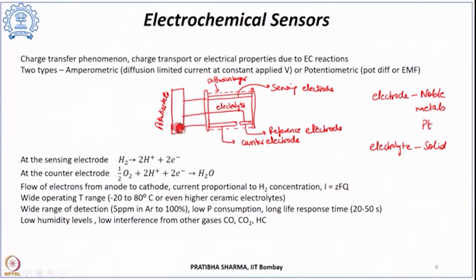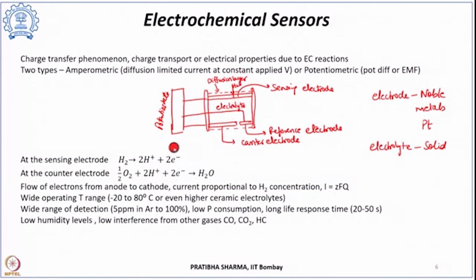So this is a very simplistic diagram showing the arrangement of an electrochemical sensor. As hydrogen gas diffuses onto the sensing electrode, the reaction that takes place is that the hydrogen gets oxidized, liberating 2 electrons. Now these electrons flow from the anode to the cathode, and on the counter electrode the oxygen gets reduced, producing water. When these electrons flow from the anode to the cathode, it produces current, and that current produced is proportional to the hydrogen gas concentration that gets in.